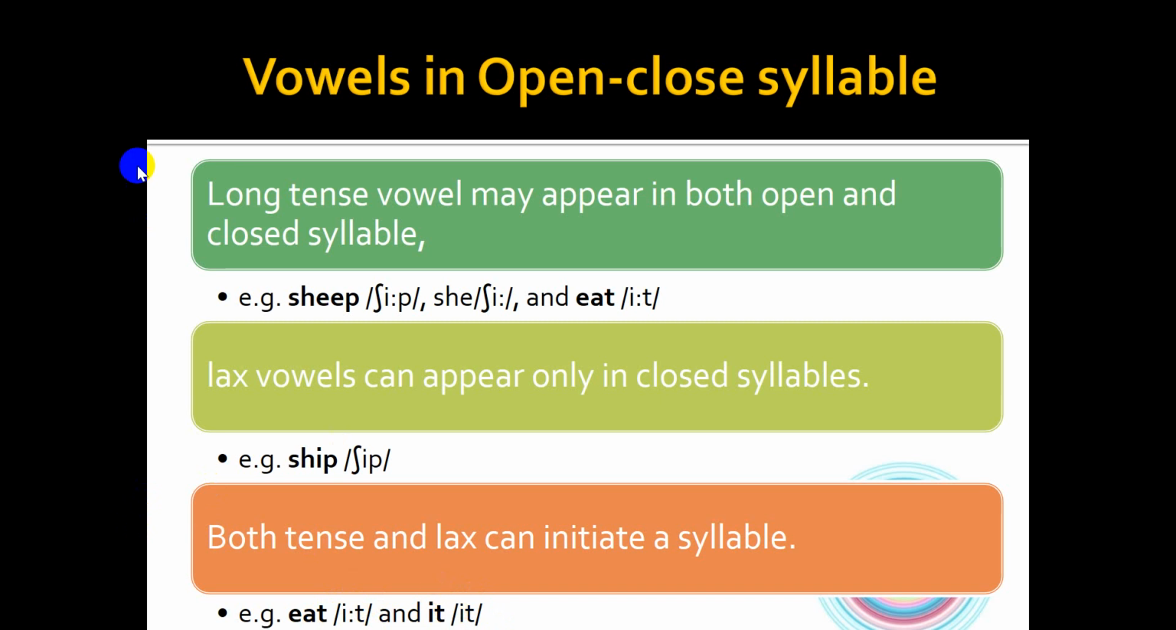So once again, long tense vowels can appear in both open and closed syllables, as in sheep, she, and eat. Lax vowels appear only in closed syllables, as in ship. But both of the vowels can initiate a syllable.